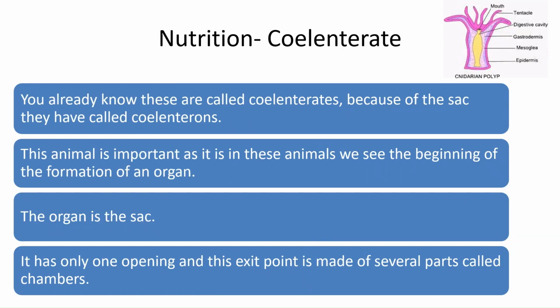Now let us look at nutrition of coelenterates. You already know that these are called coelenterates because of the sac they have called the coelenteron. This animal is important as it is in these animals we see the beginning of the formation of an organ. The organ is a sac. It has only one opening, and this exit point is made of several parts called chambers.